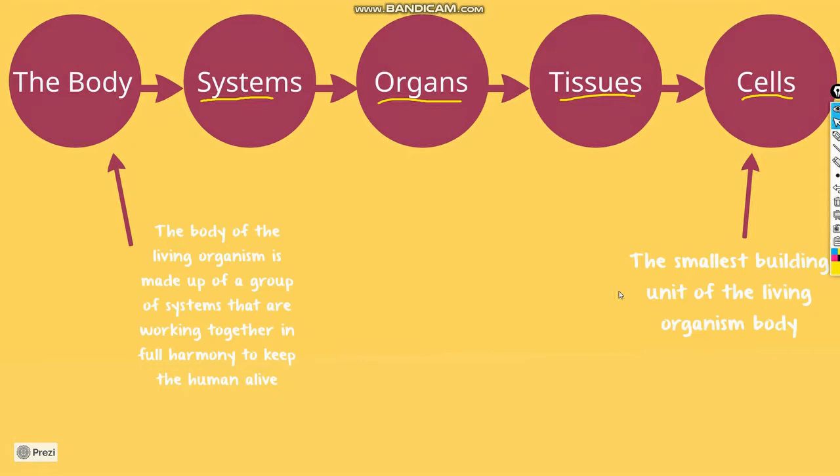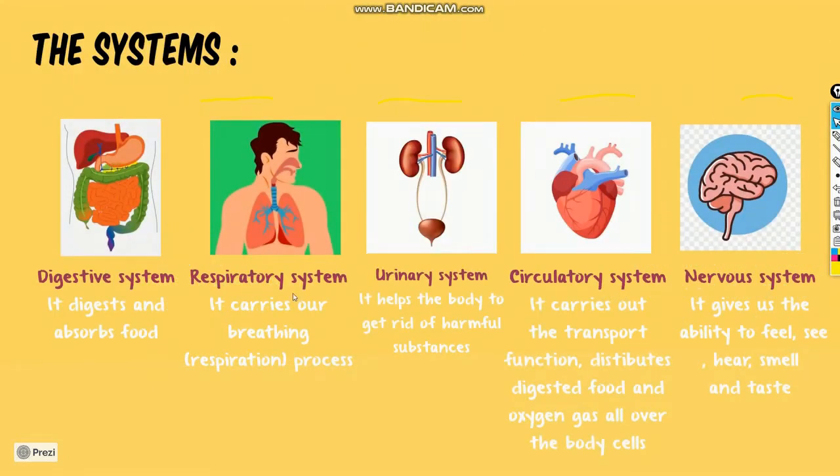So how many systems does our body have? We have the digestive system. It digests and absorbs food. It's responsible for what you eat daily. We have the respiratory system. It carries out our breathing or respiration process. When you breathe in or out, this system carries out that function. Urinary system. It helps the body to get rid of harmful substances.